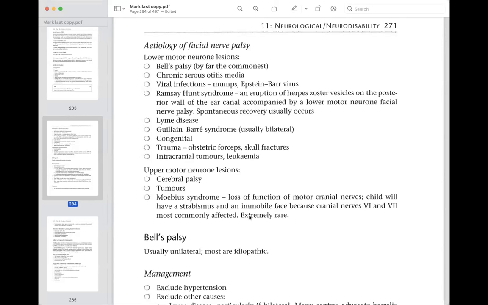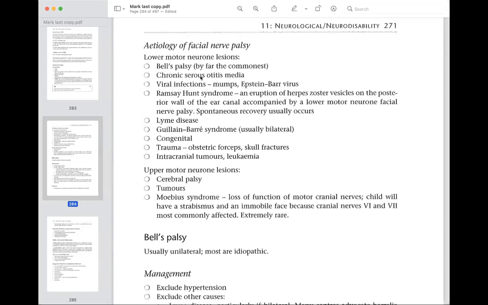For the lower motor neuron, you have a wide differential diagnosis. Bell's palsy, which is idiopathic. Then CSOM, then viral infections, you have mumps and Epstein-Barr virus, Ramsay-Hunt syndrome, Lyme's disease, Guillain-Barré, which is usually bilateral but can present as unilateral also. Then congenital, trauma, skull fractures, intracranial tumors. See again the leukemia. So again tumors came here, trauma came here.